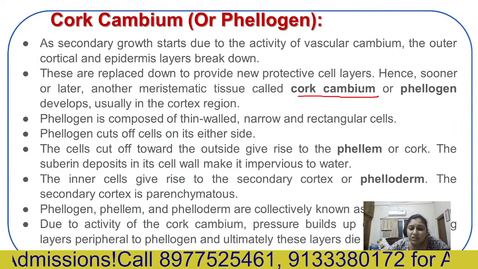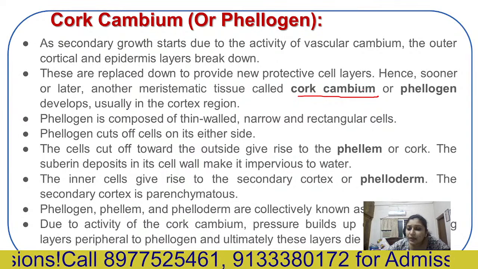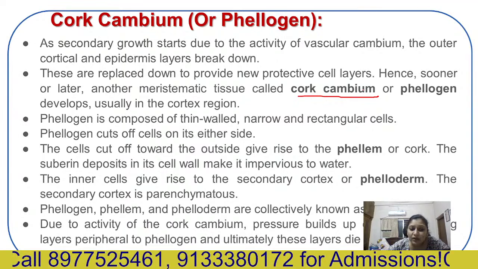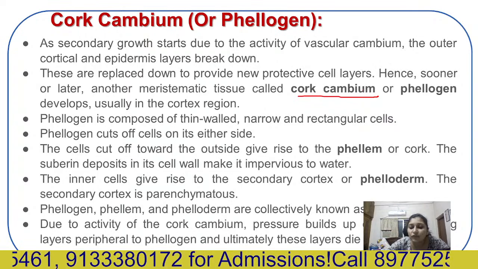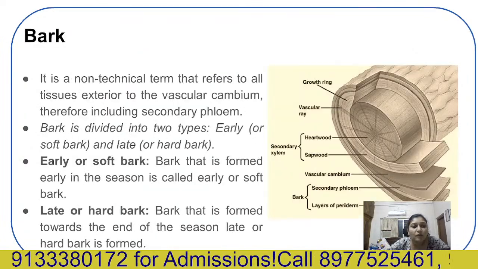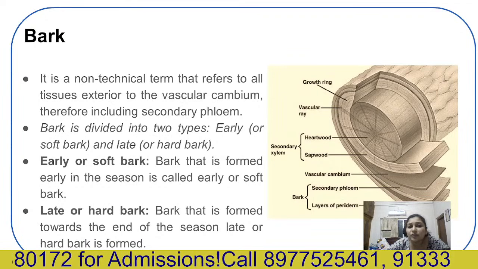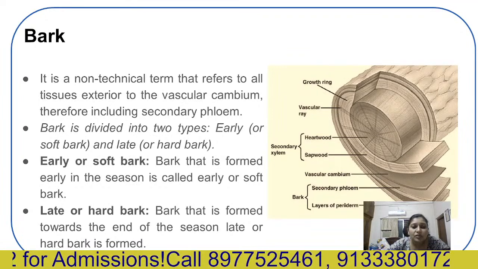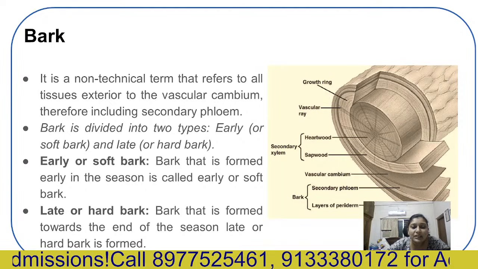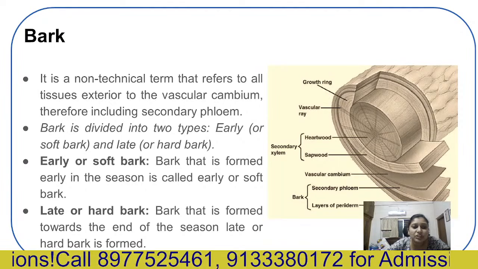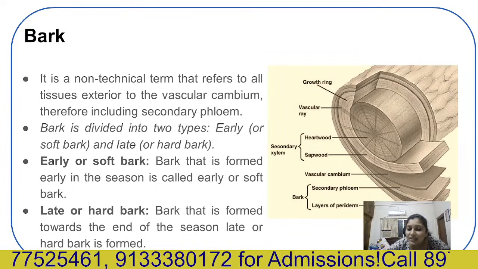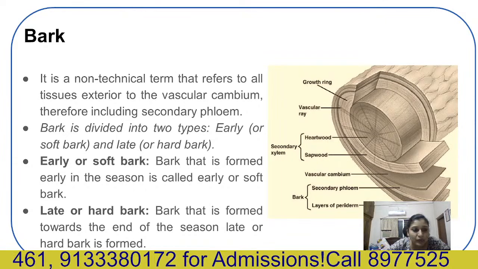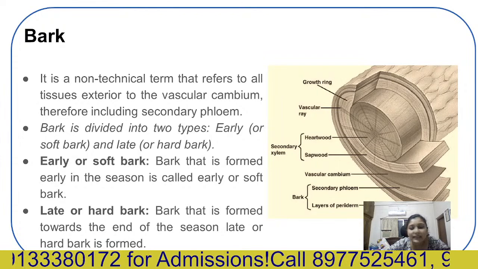Due to the activity of cork cambium, pressure builds on the remaining layers peripheral to the phellogen, and ultimately these layers die and slough off. The non-technical term for this is bark. Bark refers to the tissue exterior to the vascular cambium, therefore including secondary xylem and secondary phloem also. There are two types of bark, early and late bark.